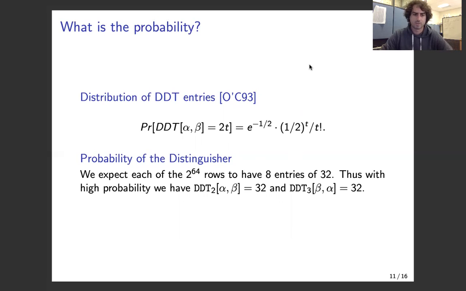If we follow this distribution, then in each of the 64 rows, we have 8 entries of 32. Thus, with a high probability, we'll get DDT2 alpha goes to beta with a value of 32, and also DDT3 beta goes to alpha with a value of 32.